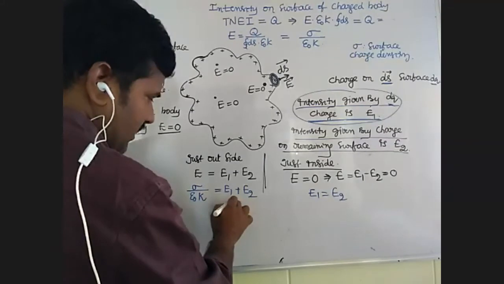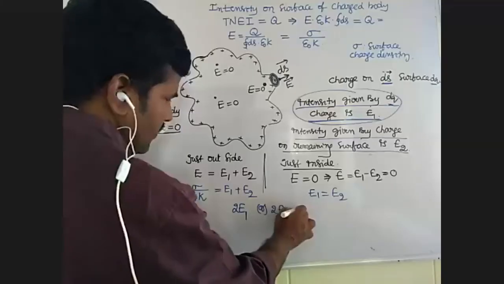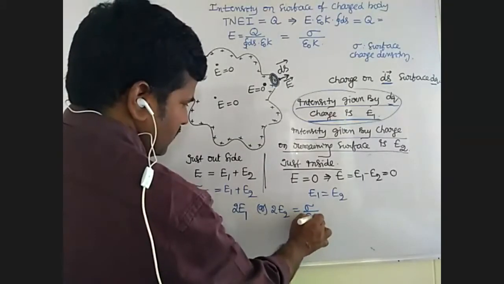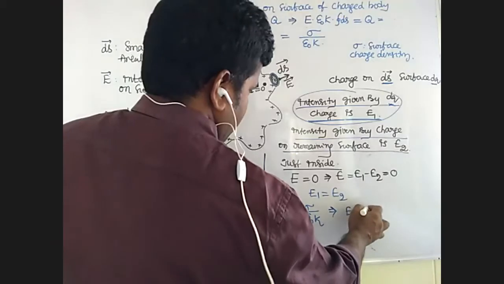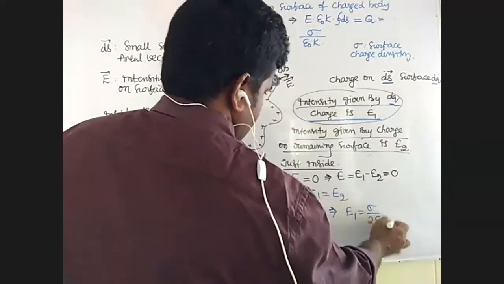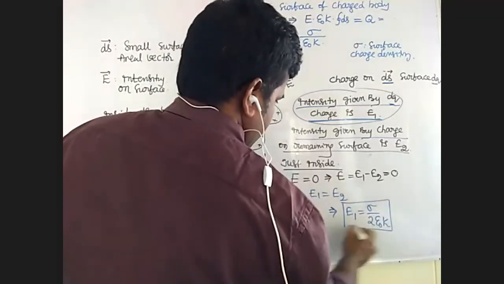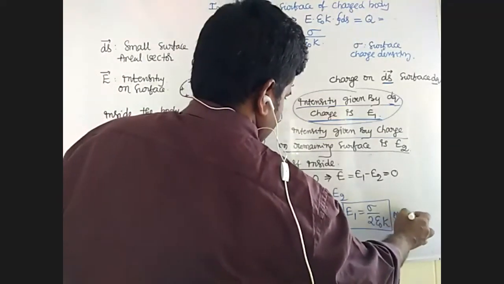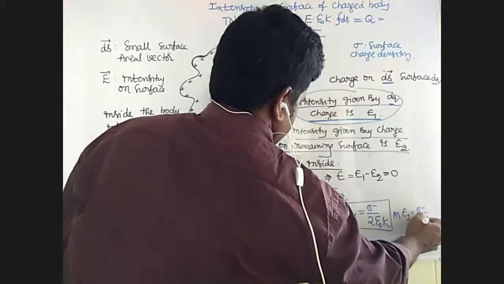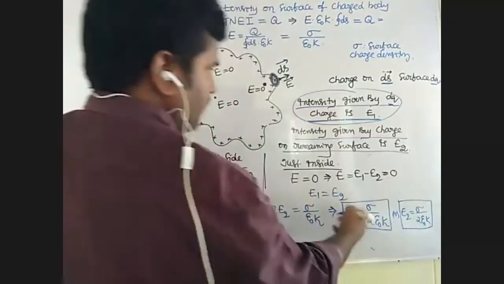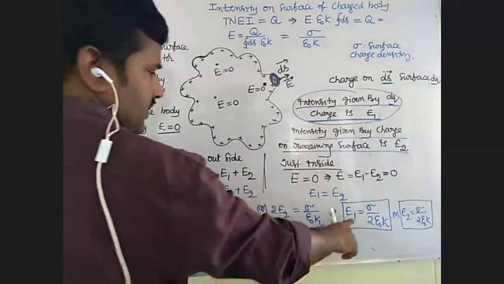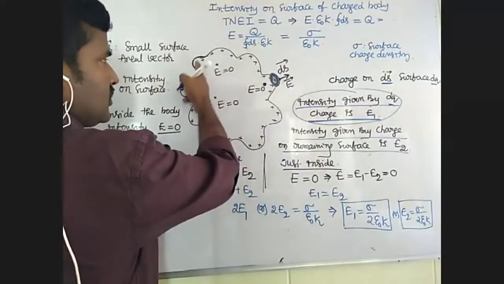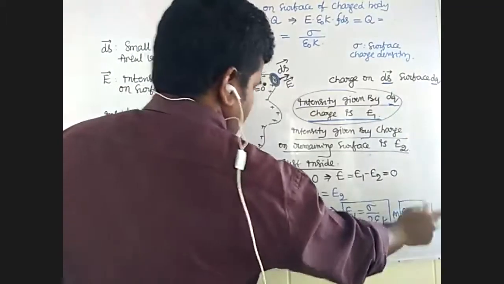So E1 plus E2, that is 2E1 or 2E2, equals sigma upon epsilon naught K. If we want the E1 value, E1 equals sigma upon 2 epsilon naught K, and E2 is also sigma upon 2 epsilon naught K. The charge on this surface provides sigma upon 2 epsilon naught K, and the remaining charge provides the same.